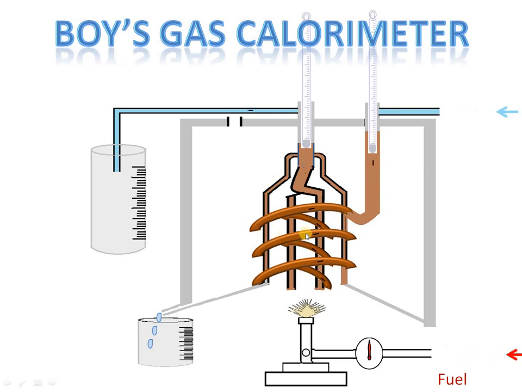Now during this travel of the water, the heat produced by the combustion of the fuel will be absorbed by this water, and that leads to the rise in temperature of the water. Further, in the next step we have to maintain the flow rate of water constant so that the rise in temperature in thermometer T2 will be constant.